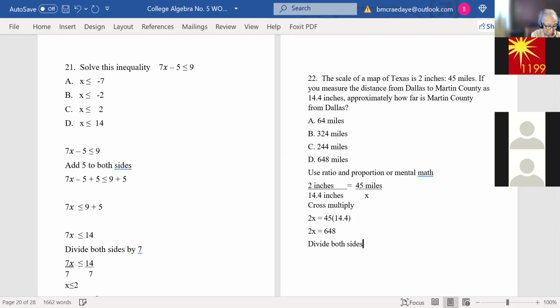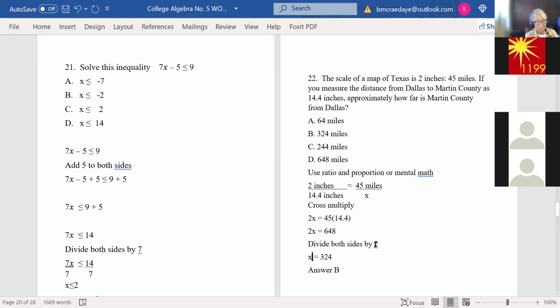Divide both sides by 2 and x equals 324. That's what I didn't do. I didn't solve for x. That's right. Okay, x is 324, which is answer B. Is that what you had, Latoya? Yeah. See, Audrey, what happened is you put an answer there. I didn't solve for the x.